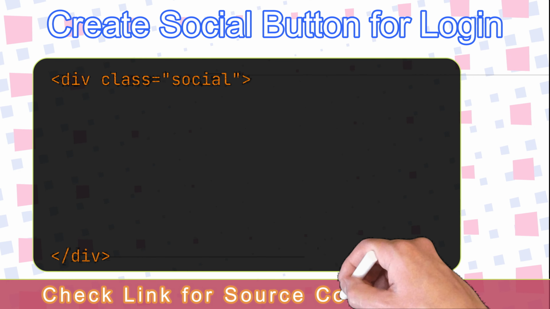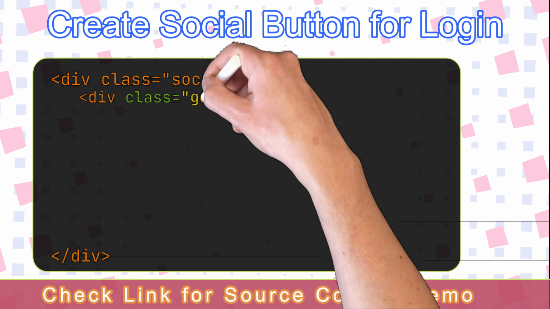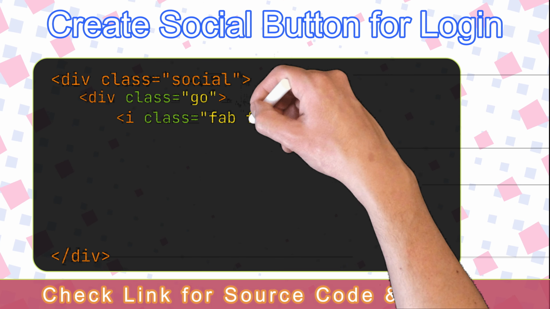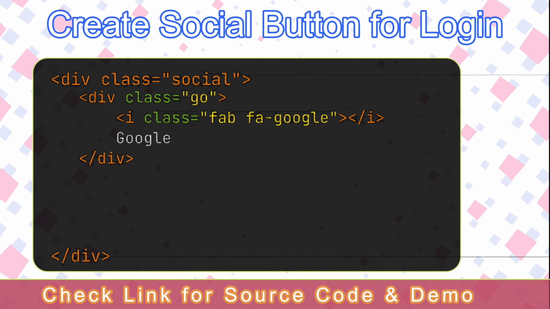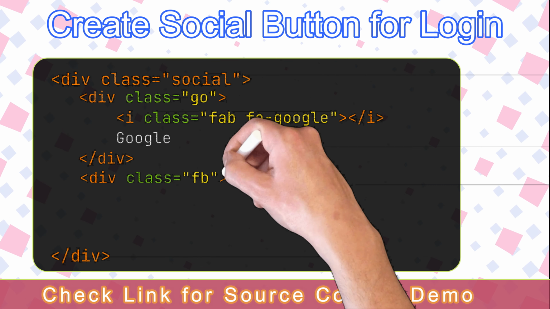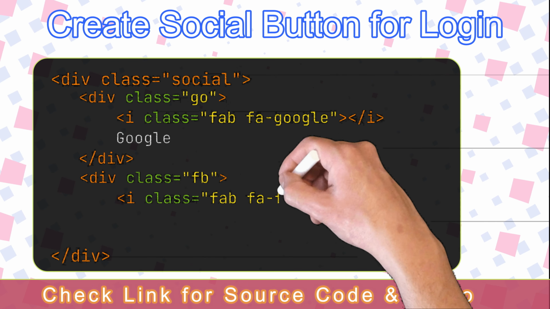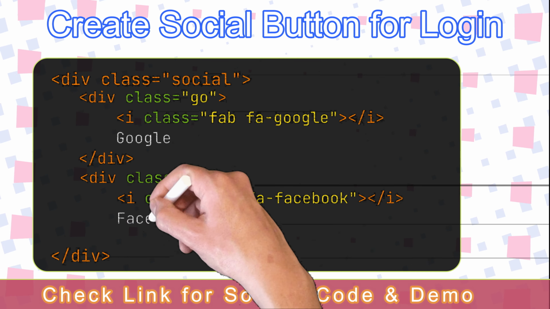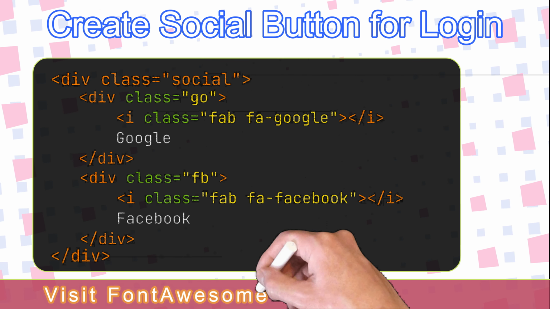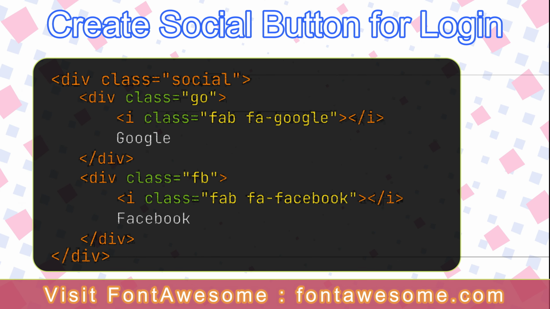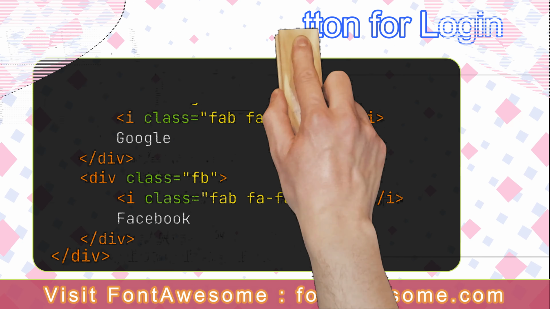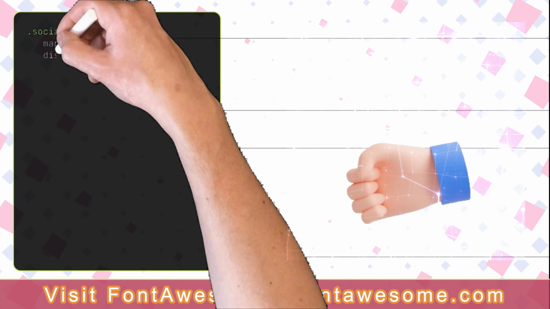In HTML, we will create a social class element after the login button. The first button will be for Google. Create an i element and in class type fab space fa-google for fetching the Google icon. Similarly, for the Facebook icon, create another i element and in class type fab space fa-facebook for fetching the Facebook icon. To know more about Font Awesome icons, we would suggest you visit the Font Awesome official website and check the documentation given there. Social buttons also need some styling.